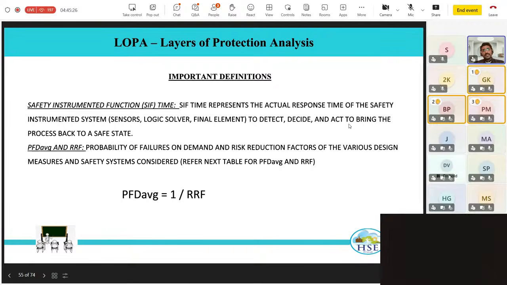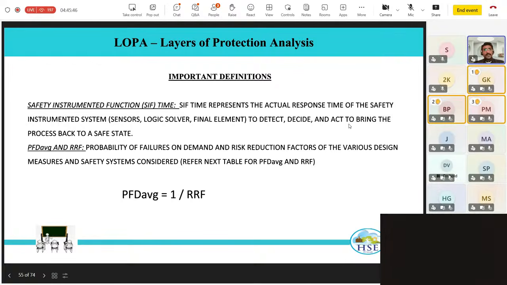Okay. Now, a SIF time represents the actual response time of the safety instrumented system. Yes, the next slide is process safety time. So SIF time represents the actual response time of the safety instrumented system. Like looking at a SIS, as I told you, it is a system comprising a sensor, logic solver, and final element.